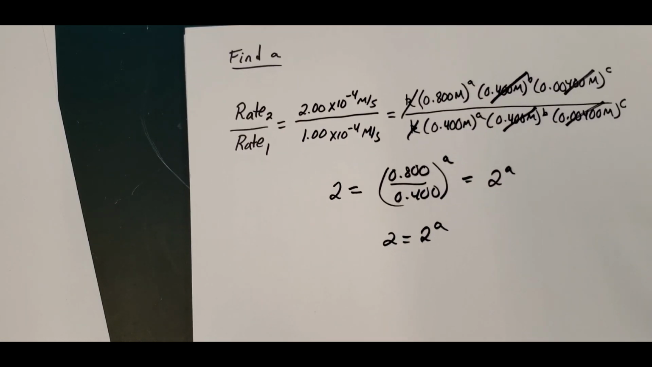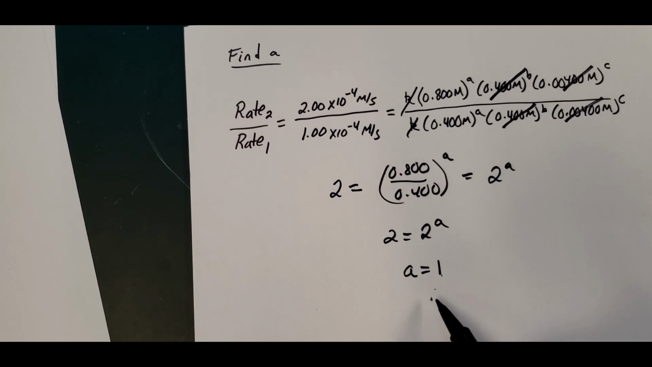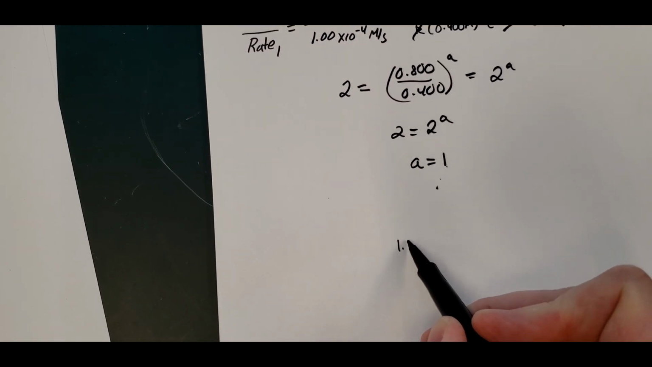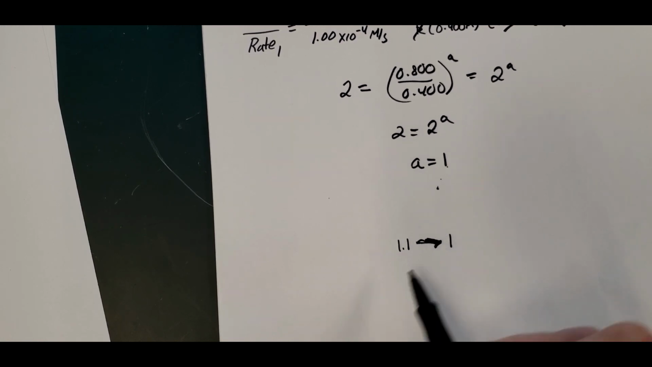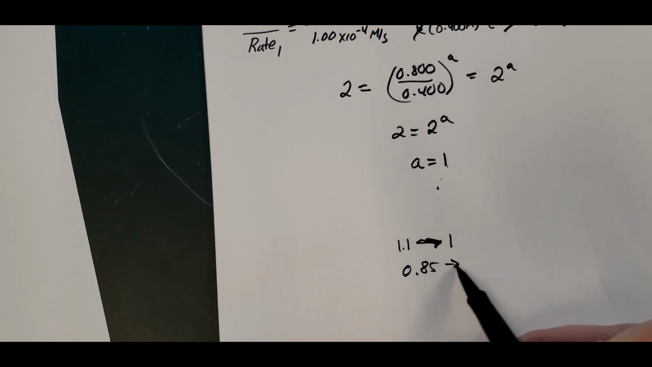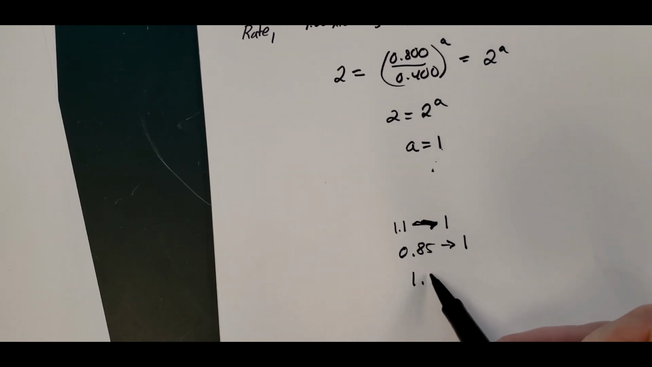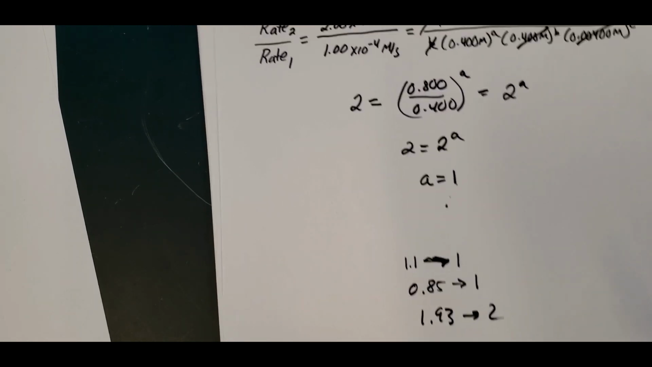So what does A have to be equal to? A is equal to 1. When you do your calculation, you may not end up with a nice integer like that. But if you ended up with, say, 1.1, you're going to change that to 1. It has to be an integer. If you end up with 0.85, then that has to be changed to 1 as well. If you had 1.93, that would be changed to 2, and so on. So make sure that your values of A, B, and C are integers.